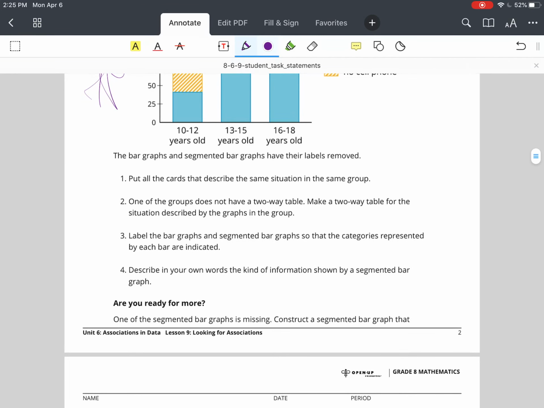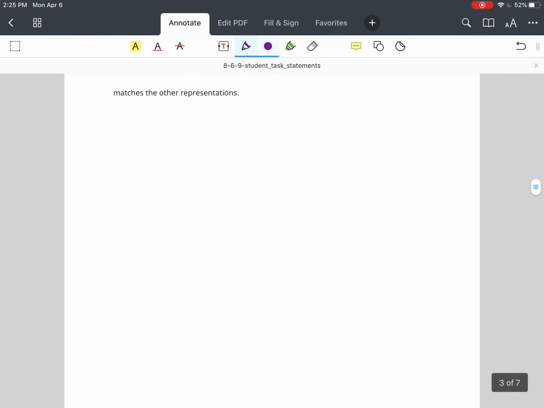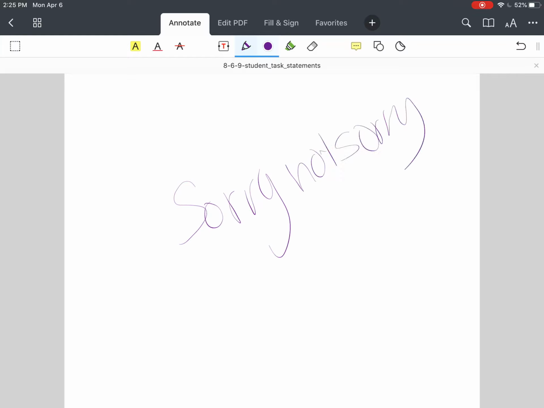So the bar graphs and segmented bar graphs have their labels removed. We can't really do that. I'm sorry. Sorry, not sorry. Hashtag.